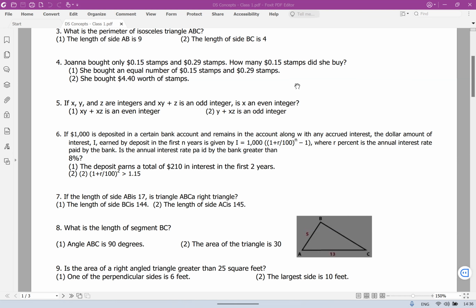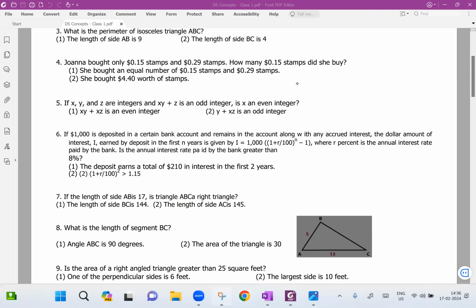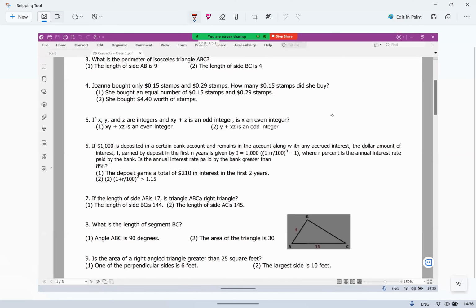Statement A is enough. A is the answer. Absolutely, because it says here that 1,000 is deposited in a certain bank account and remains in the account, and I is the dollar amount of interest earned by the deposit in the first 10 years. I is given as this to you, right? The deposit earns a total of 210 interest in the first 2 years. So interest is I, it means I is given as 210 to you.